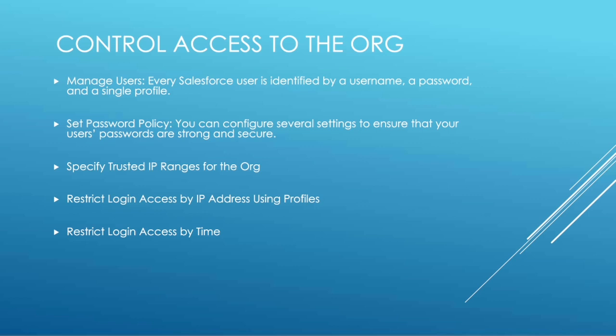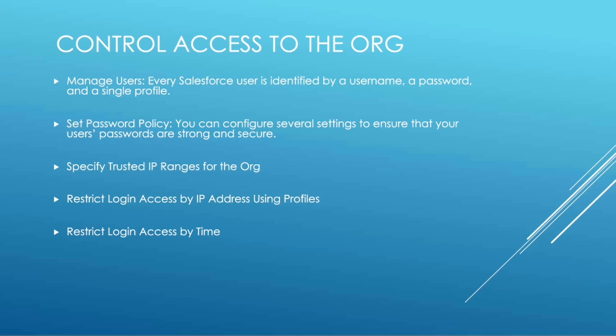You can also control access to the org by specifying trusted IP ranges for the org. Any time you log in from a different IP address, you'll be asked to verify your identity, typically with a verification code. You can bypass this step for trusted IP ranges. For example, your users should be able to log in without entering a verification code whenever they are in the office.